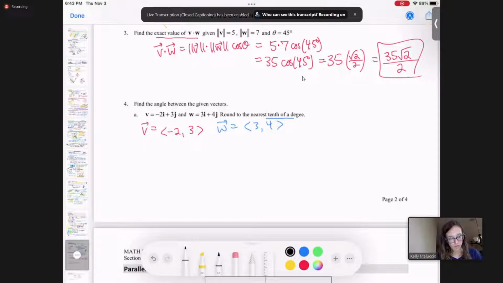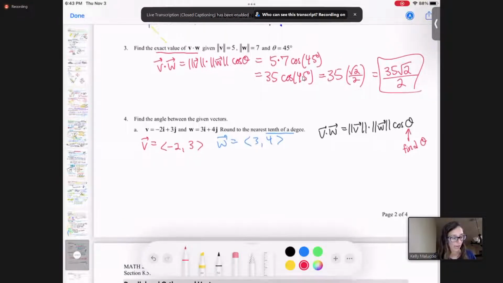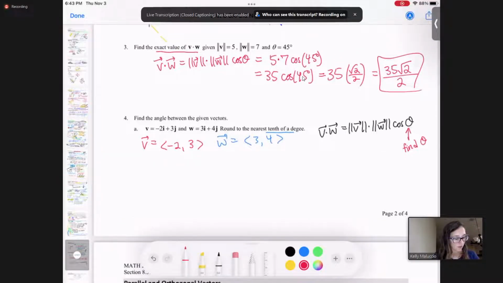So I'm going to write the equation again, V dot W. You don't need to keep writing this, but I do think the more times you write it, the more you're just going to have this memorized, right? So this is the equation we have. And in this problem, this is what we need to find. They're giving us the rest. In the other problem, we had to find V dot W, but in this problem, we want to find the angle between, so theta, right?